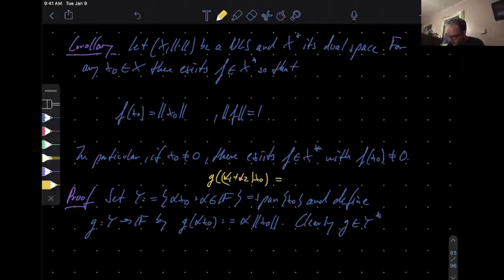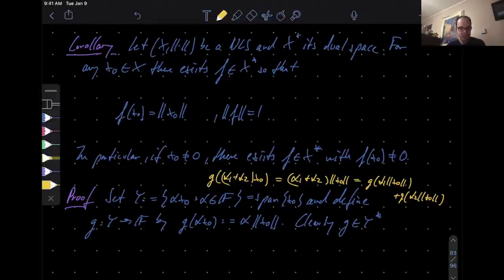Yes, this is obviously linear, because by definition we just multiply the norm into those two scalars. You have G of alpha 1 x naught plus G of alpha 2 x naught. So linearity is clear, and the boundedness is also clear, because the operator norm of G on that y is at most equal to the norm of x naught, which is finite. So this is a bounded linear functional, and it's scalar valued, because scalar times norm is a scalar.